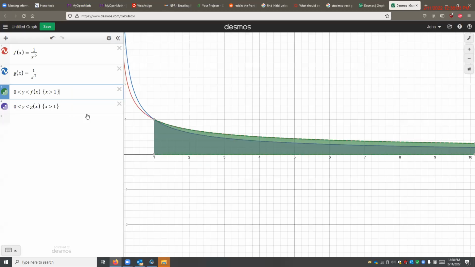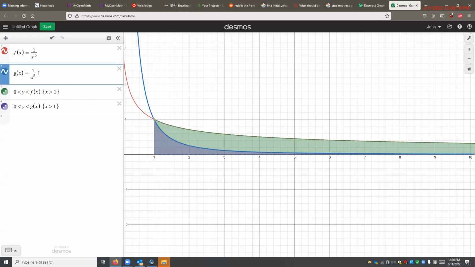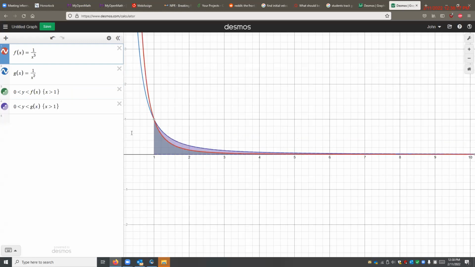The picture there: if the purple area is infinite, the green area must be infinite because the green area is bigger than the purple area. And the other way of thinking here, if the purple area is finite, then the green area must be finite because the green area fits inside the purple area.